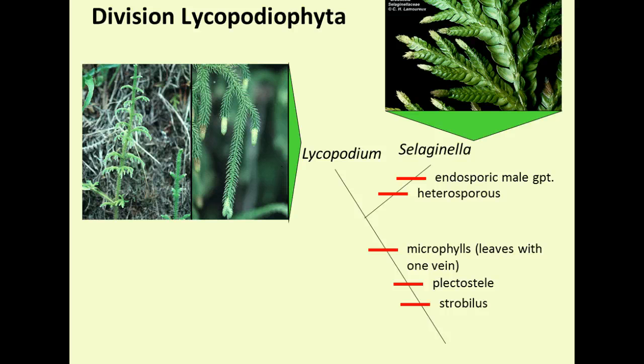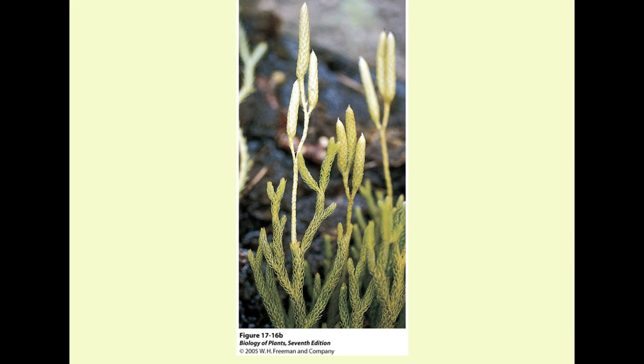So you have large spores and small spores. And they have what's known as an endosporic male gametophyte. That means you're actually going to have a male gametophyte that's different than the female gametophyte. So we're going to talk about Lycopodium first. So this is an example of Lycopodium that you might see growing on the forest floor.